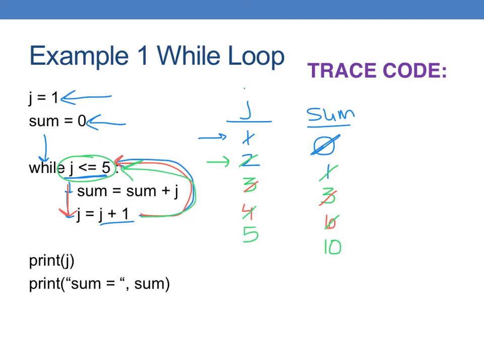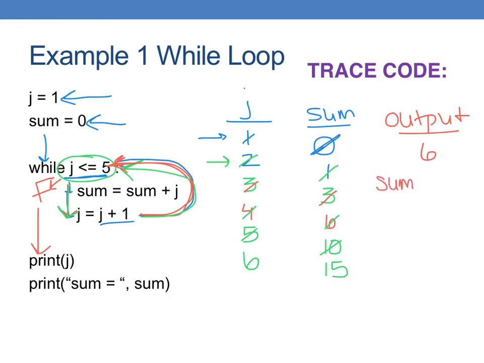I loop back up. j is less than or equal to 5. That is still true, so I run this code again. Sum is sum plus j, so that's 15. j adds 1. Then when I loop up this last time and check the condition, 6 is not less than or equal to 5. So that condition is what makes it false. And then it pops down here and prints out j to the screen. This is where I want to have my output showing in my tracing. It's going to print out j, which is 6. And then it's going to print out sum equals, and the sum is currently set to 15. So you can see how it keeps reusing and repeating that code until the condition is false. And once the condition is false, it pops out of that loop.